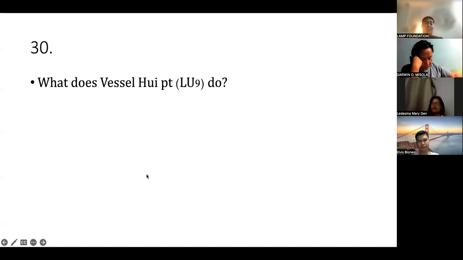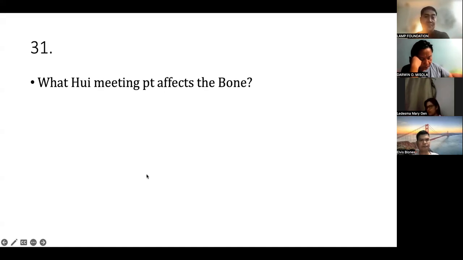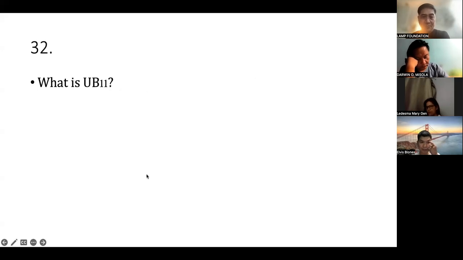Okay. What Hui-Meeting point affects the bone? UB11, Doc. What is UB11? Influential point of the bone. It is also called the point of the sea of blood. No? Actually, sige na, wag na muna.